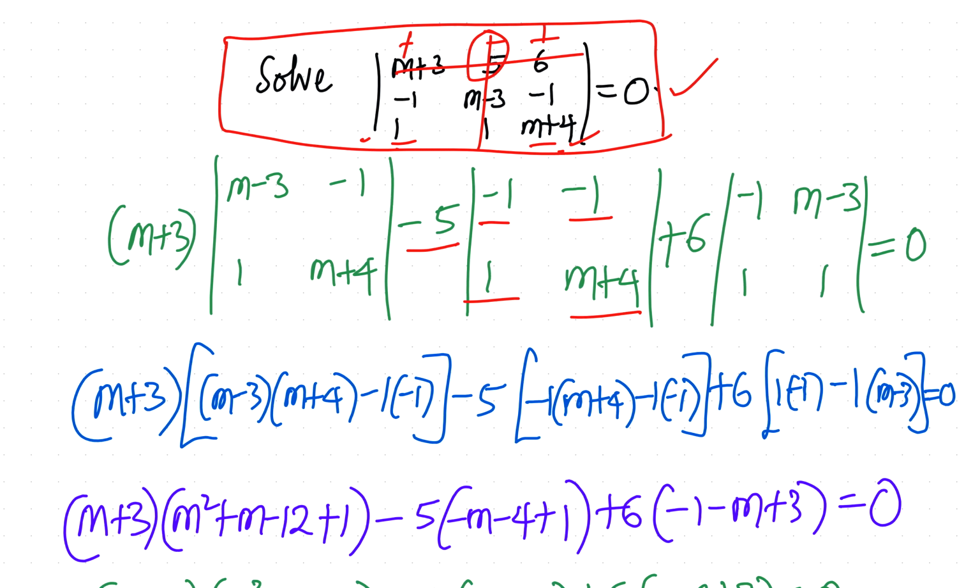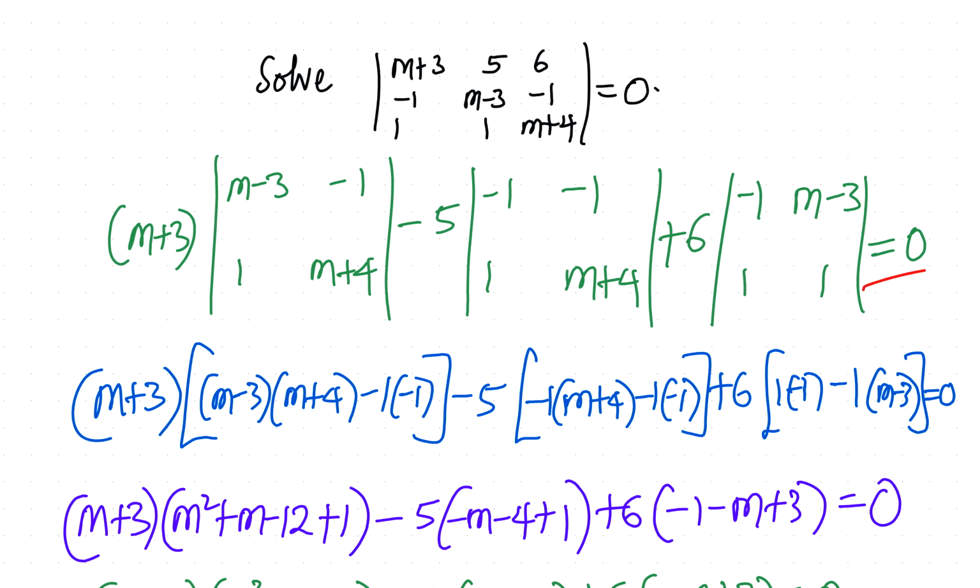Next, you have plus 6, and that is exactly what is here. Cross the column, cross the row. So you have minus 1, m minus 3, 1, 1. And all that is equal to 0.